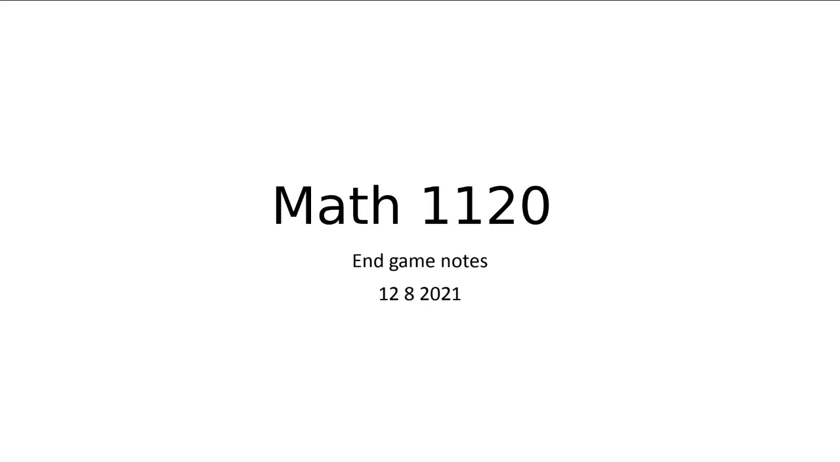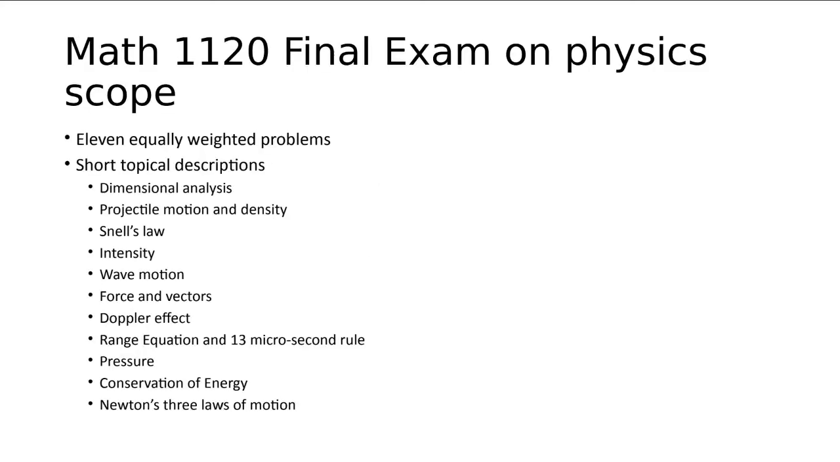And I did give you a video on these end-game notes, but we're going to go over it. I want to make sure that everyone understands what's here. Okay, so these are called end-game notes. Now, this is the scope statement for the final exam on physics. So, this is useful for you.